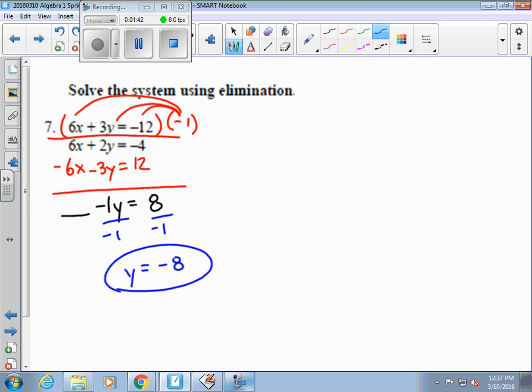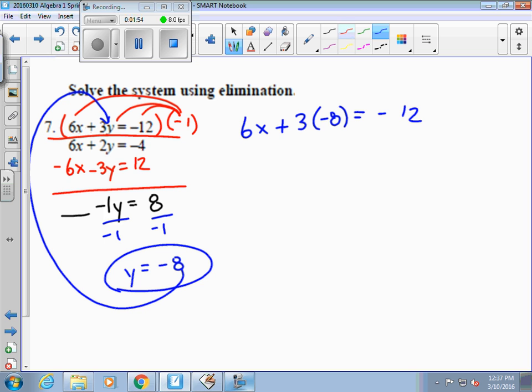Take -8 and plug it into one of the equations right here. The first one looks good. 6x plus 3 times our new value for y, we just said is -8, is equal to -12. 3 times -8 is -24. So we have 6x minus 24 is equal to -12. Undo this by working your order of operations backwards. Undo addition and subtraction. We have minus 24 there. You want to get x by itself, add 24 to both sides.